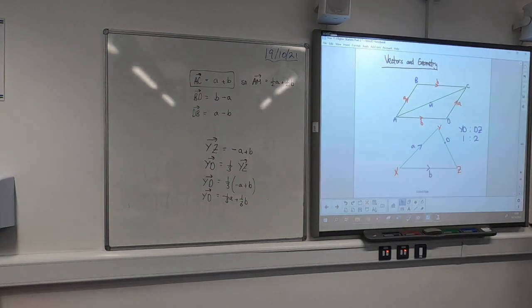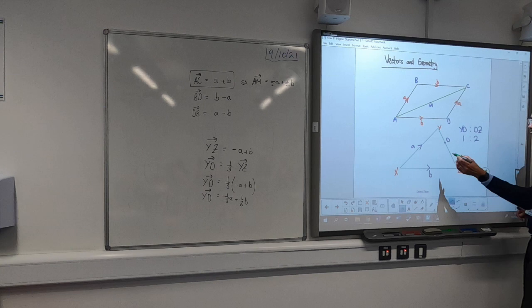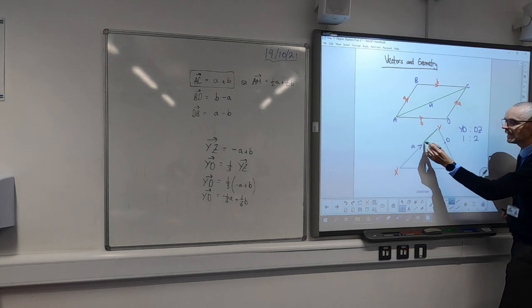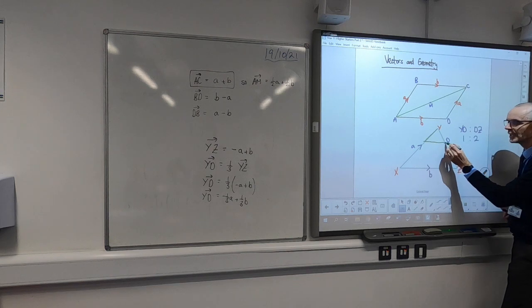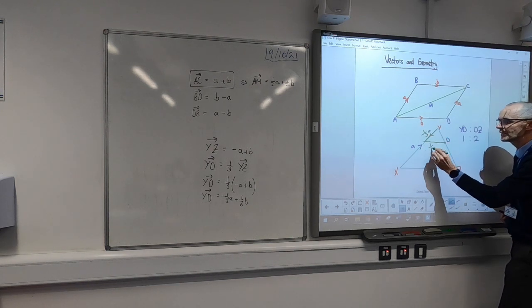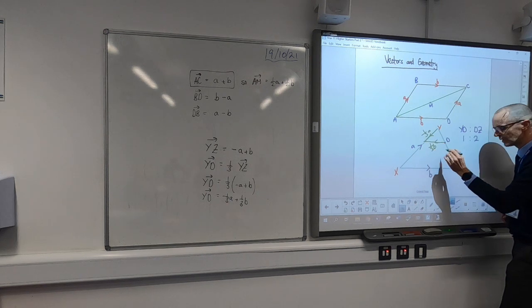And can you imagine going off-road? That's what we're saying we're going to do, isn't it? We're going to go off-road. To get from Y to D, we're going to go minus 1/3 of the way down there, and then 1/3 of the way along there. That's minus 1/3 of A, and that's 1/3 of, oh, wrong way.